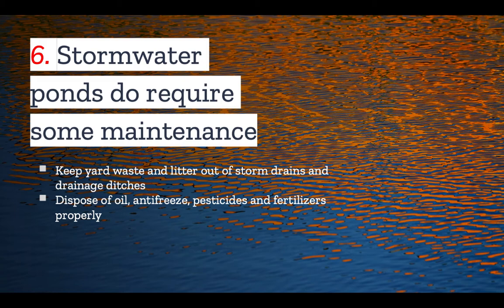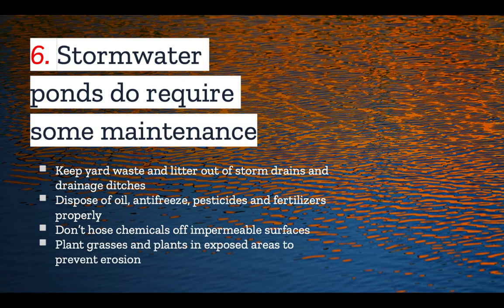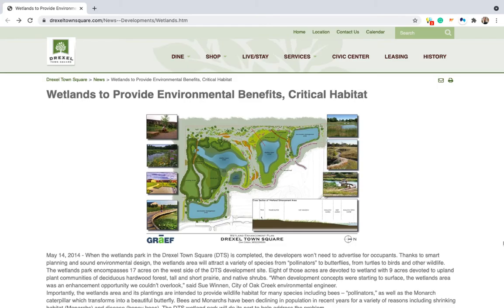It's also important to make sure that oil, antifreeze, pesticides, and fertilizers are not being directed into storm drains and drainage ditches. Stormwater ponds may be designed to filter stormwater runoff, but they typically cannot handle this kind of industrial pollution. In a similar vein, don't hose chemicals off impermeable surfaces like your driveway. If you have your own stormwater pond, plant grasses and plants in exposed areas around the pond to prevent eroded soil from falling into the pond. Again, if you have a pond on site, make sure you have it inspected annually to ensure that it is performing as expected.